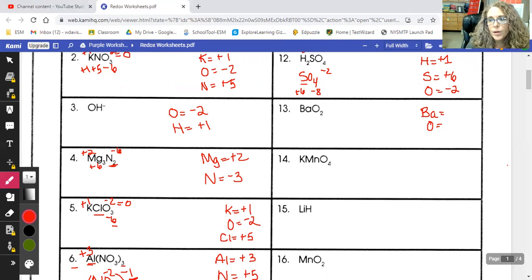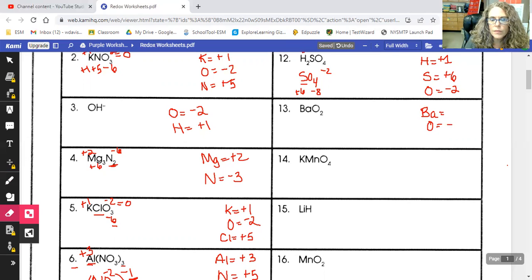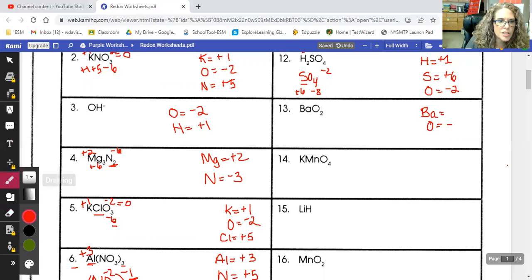All right, so I know my oxygen is -2, and I see that my barium, hold on, let me just erase that for a second. Where's the eraser? There we go. Let me just erase that for a second. The eraser is kind of garbage on this.